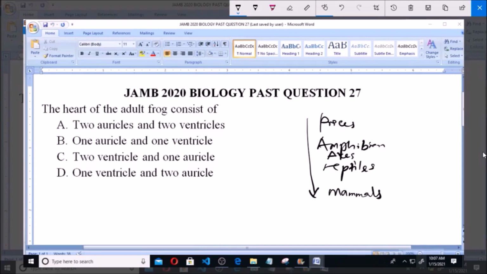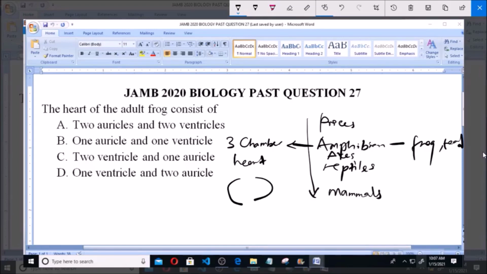Now frog belongs to the class amphibian. We have frog, we have toad in this class. Now amphibians possess what we call a 3-chamber heart. The heart is in this form. You have the 2 auricles like this, and then a single ventricle. This is the right auricle, the left auricle, and a single ventricle. Now this is exactly how the heart of an amphibian is.